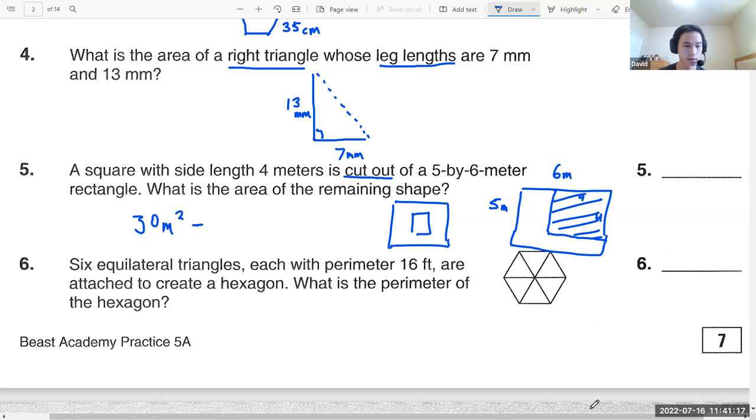And then we subtract the square. So the square, we know all the sides are the same. So that's going to be 4 meters times 4 meters, which is 16 meters squared. At the end of that, we will get 14 meters squared, and that is the area of the remaining shape, 14 meters squared. Yep, that's what we're doing there.